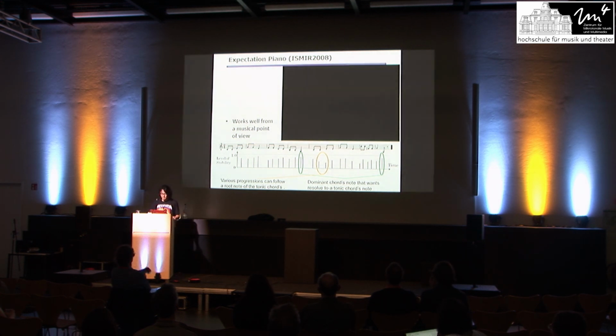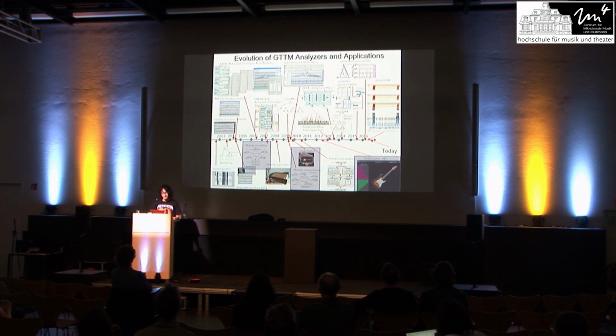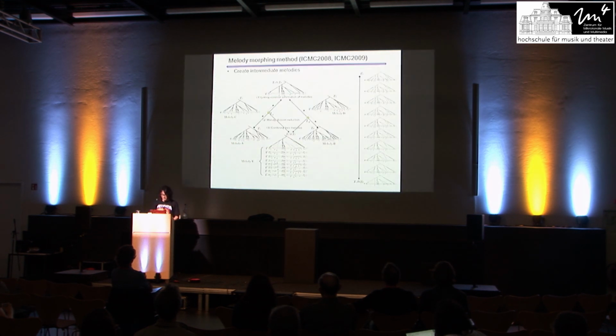This figure shows the level of time span stability, and it shows that the Expectation Piano works well from a musical point of view. Here's another example called melody morphing. And this figure shows the overview of melody morphing.